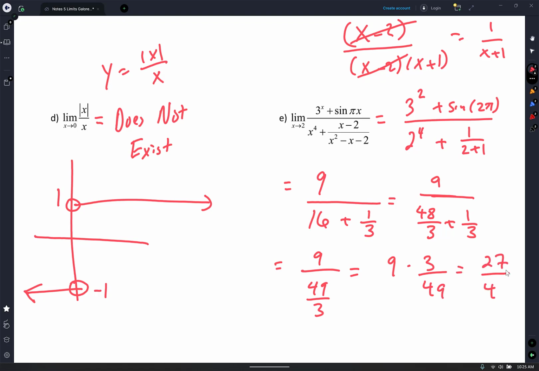27 over 49. A nice, pretty fraction. Not a very pretty one, but oh, they're both 27 and 49 are nice numbers. They've never not been nice to me. Right.